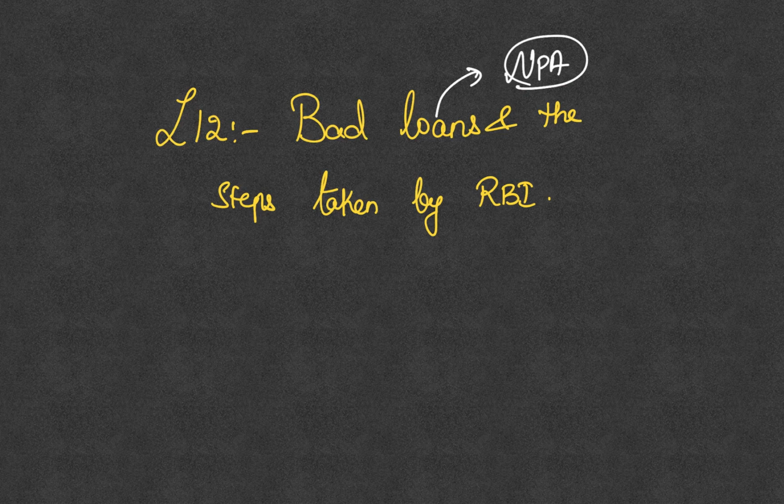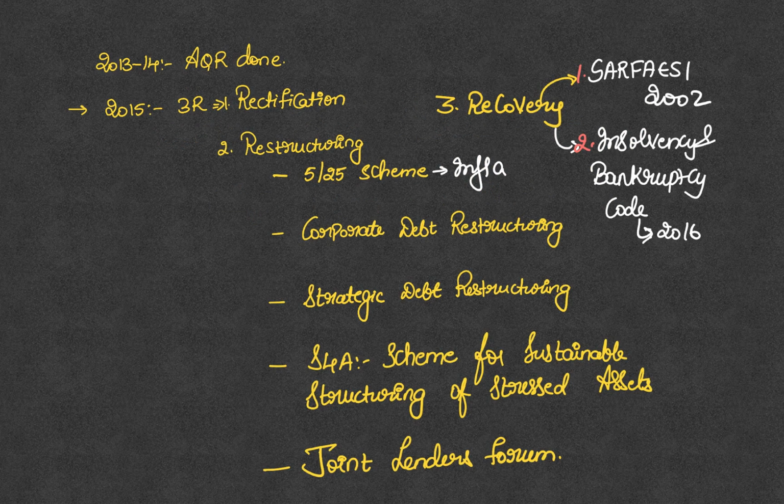We have discussed the basics in the previous videos. So we'll be discussing the advanced developments in current affairs in the past couple of years and also what the Economic Survey talks about this issue. We have discussed that in 2013-14 RBI ordered banks to carry out what is known as an asset quality review. After that, RBI decided to give a series of steps to get back these loans.